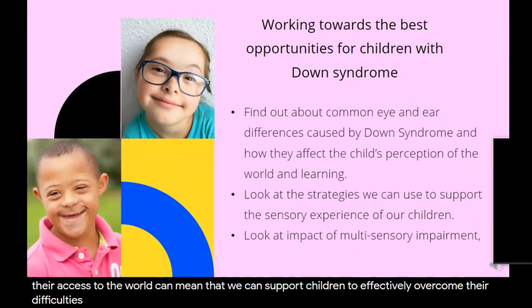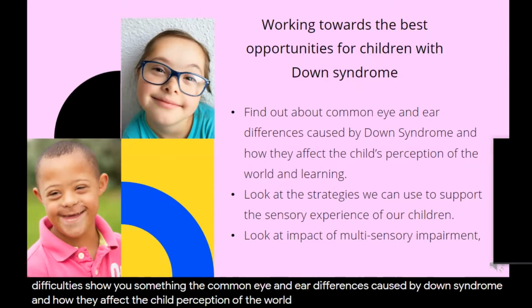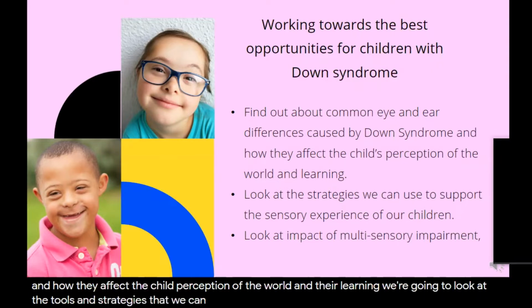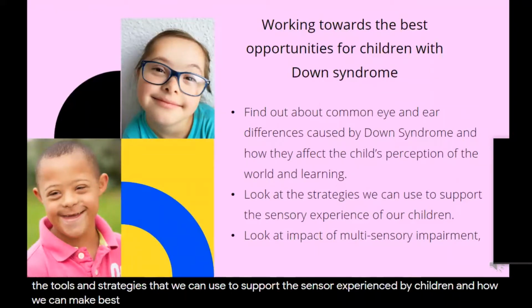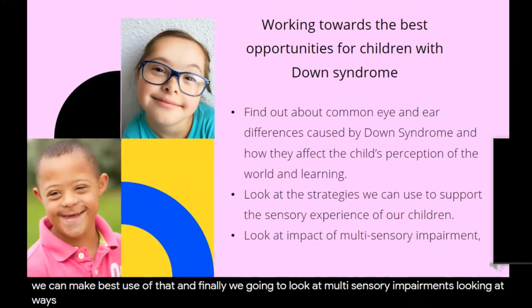I'm going to show you some of the common eye and ear differences caused by Down syndrome and how they affect the child's perception of the world and their learning. We are going to look at the tools and strategies that we can use to support the sensory experience of our children and how we can make best use of that. And finally, we're going to look at multisensory impairments, what happens when both hearing and vision are impaired.